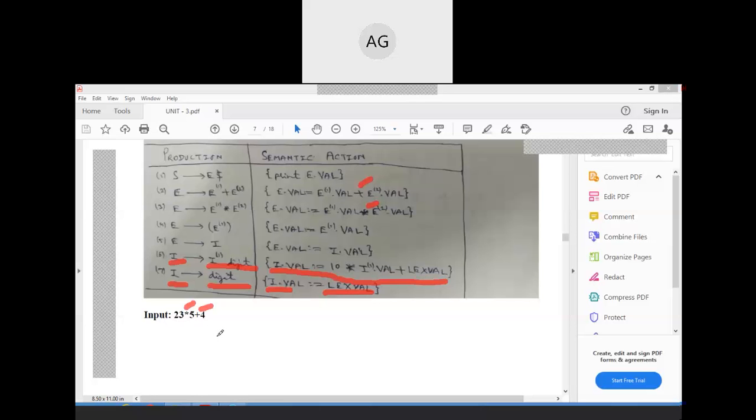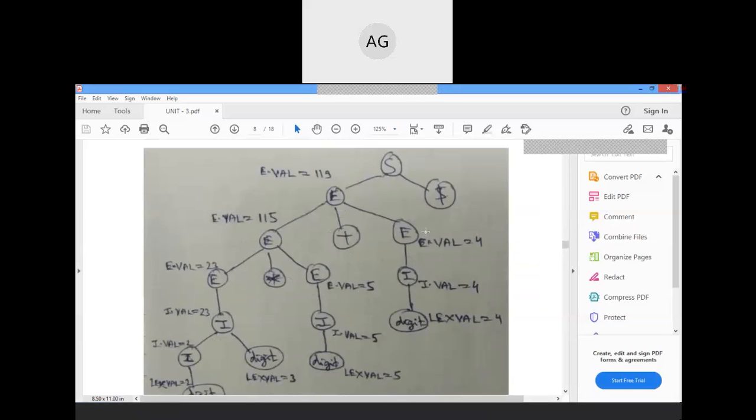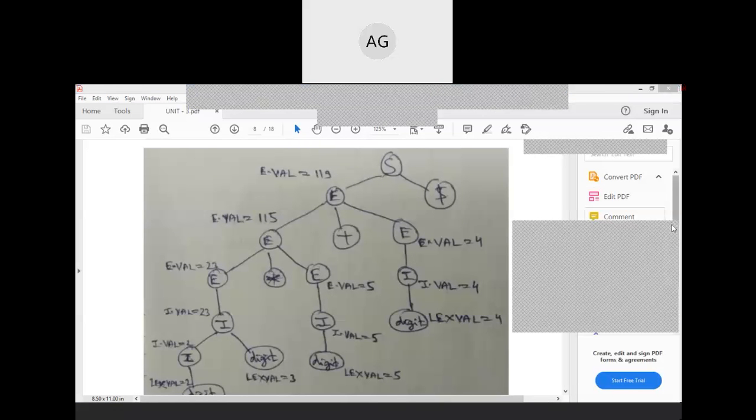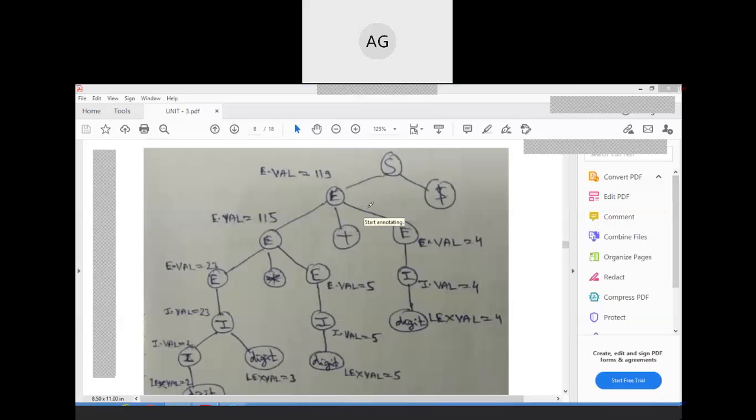Now we are going to calculate its value with the use of semantic action. We need to prepare a parse tree. So this is the solution. We need to start with the first production, which is S produces E S. Now, in order to calculate the string 2 3 into 5 plus 4, we need to proceed in a way that the parse tree follows the input string.